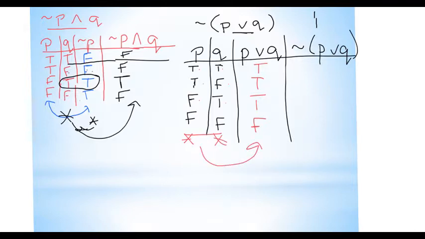Now, for the fourth column, we're negating this statement right here. So I already have P or Q. If you negate it, remember, it's just the opposite of what it was. So if it's true, it becomes false. So my first three statements in that column will be false. And then my last one, which was false, will become true.